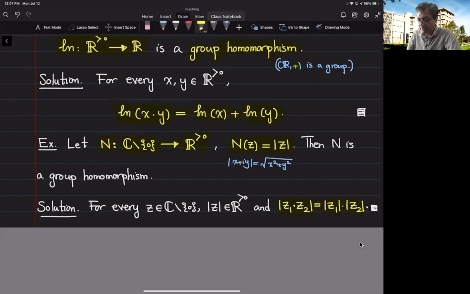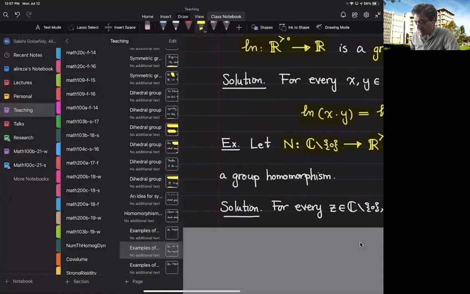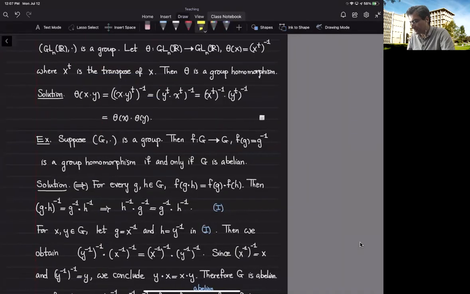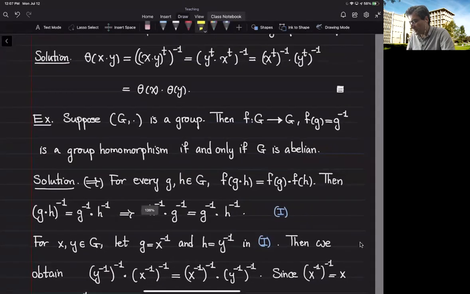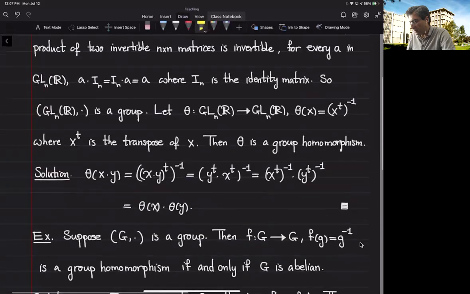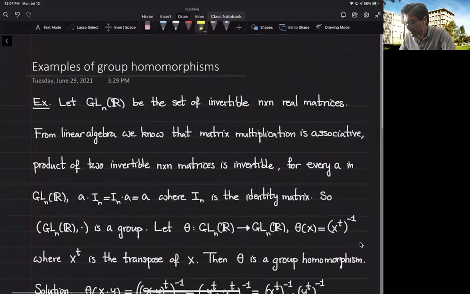Okay, let's look at the next example. So far, we have been working with abelian groups, meaning groups where we are allowed to switch the order. Now let's look at an example where my group is not necessarily abelian. In fact, most of the time it's not abelian. Let's look at GL_n(R).